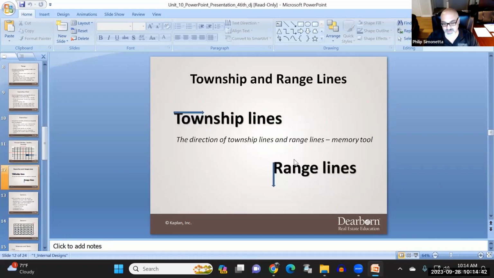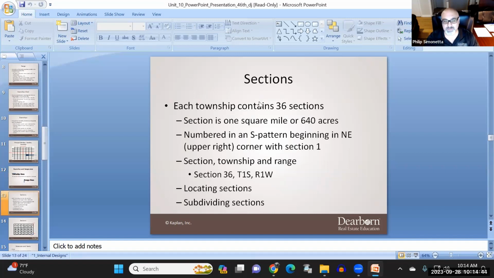Okay, so you have the lines now, right? Now let's look at this. Now you have a township, right? Remember the township is 6 miles by 6 miles, 36 square miles. Each township is broken down into 36 sections, and a section is 1 mile by 1 mile, right? So if you have 6 miles by 6 miles, that's 36 square miles, and inside of that, it's broken down into 36 sections, each 1 mile by 1 mile.